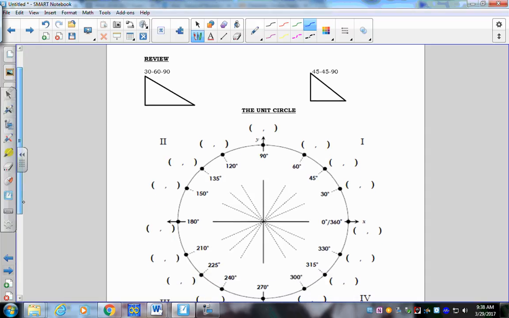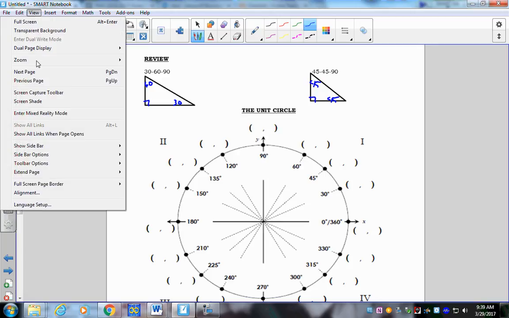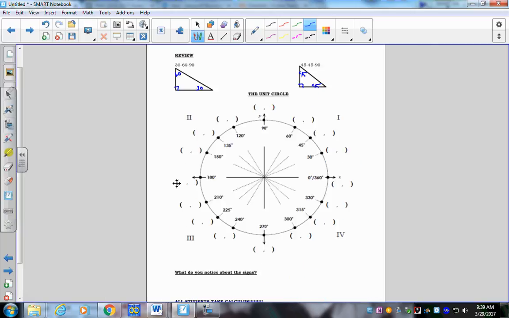So let's do a quick review of our 30, 60, 90 because we need those numbers moving forward. While I'm shrinking the window here, what I would like you to do is write down your trig ratios for those two triangles. You need to know those. That is a non-negotiable. All right, so what is across from the 30-degree angle? It is 1. What is across from 60? Radical 3. Across from 90 is 2. You need to know those. 45s are 1, 1, square root of 2.